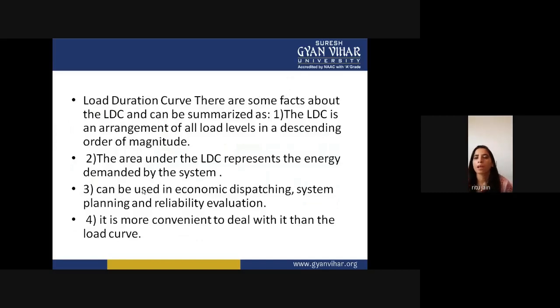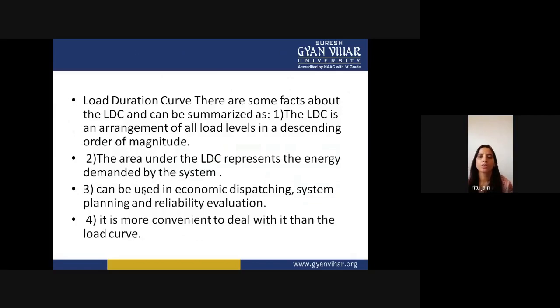Now, let's come to the load duration curve. We discussed the daily load curve, which we plot between time and load. The load duration curve is an arrangement of all load levels in descending order of magnitude. First you take your maximum, highest load, after that the load which is less than the maximum load, and you select these loads in descending order.